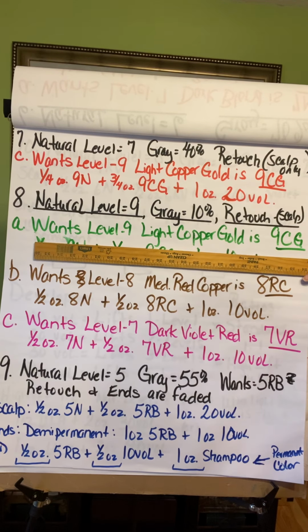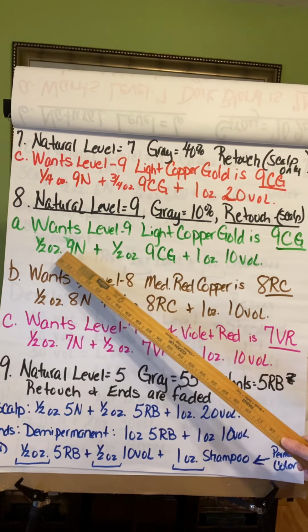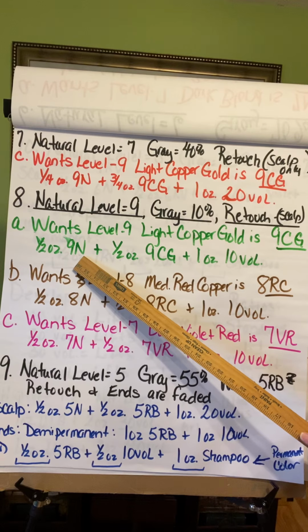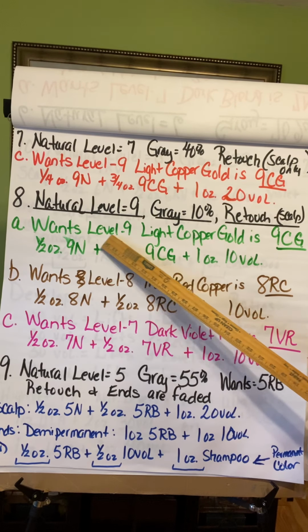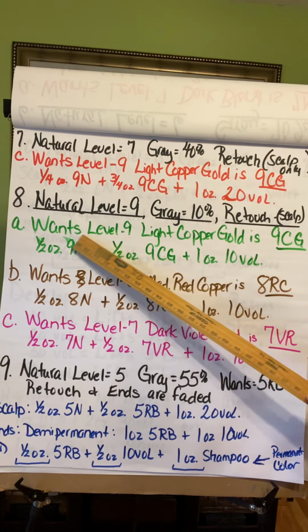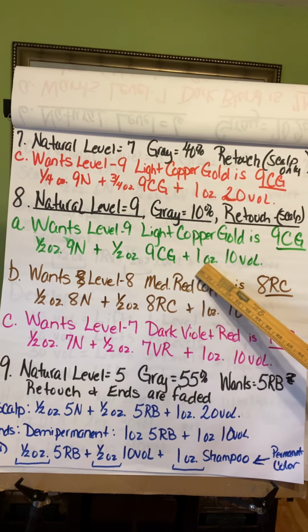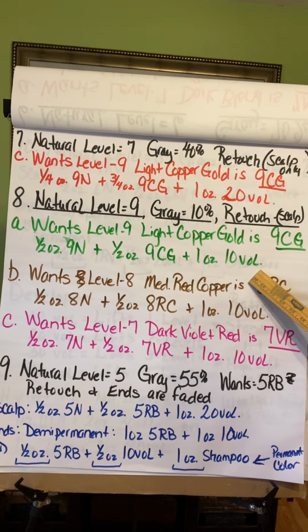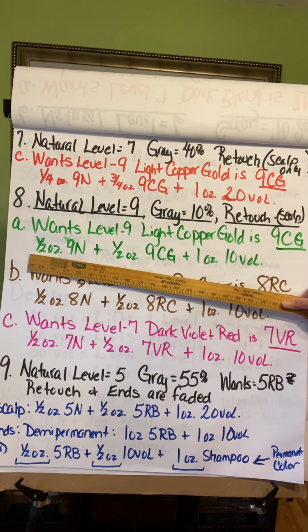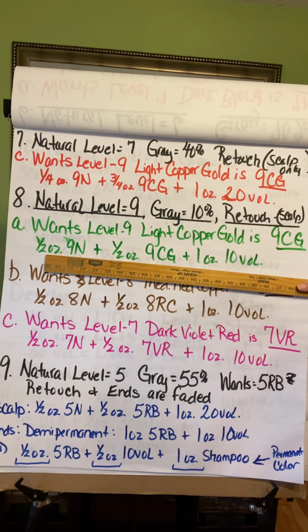We're just doing a retouch. Okay, so her formula is going to be 1/2 ounce of 9N, because that's the level that she wants to be in. Plus 1 ounce of 9 copper gold, plus 1 ounce of 10 volume developer. So I have to add that natural in there to keep her from having hot roots.